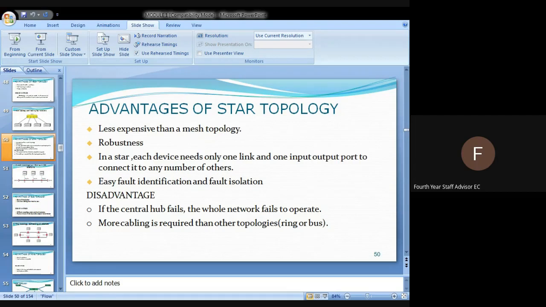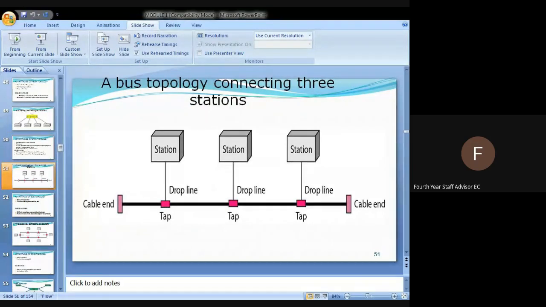I repeat, topology is the way the network is laid out, how the links are connected in a network. Generally, I discussed two types of topology: one is the mesh topology and the other is the star topology. Now, the third type of topology is called the bus topology. In the diagram you can see a single long cable acting as the backbone, and many stations are connected to it.